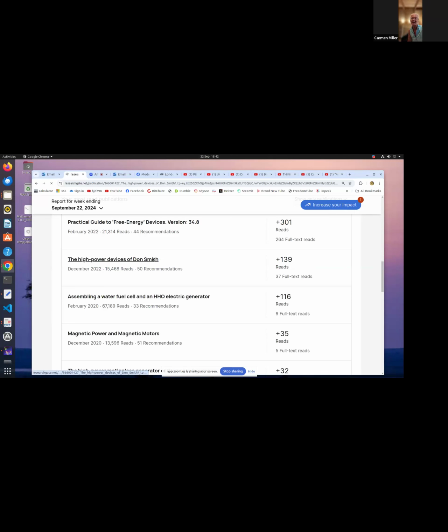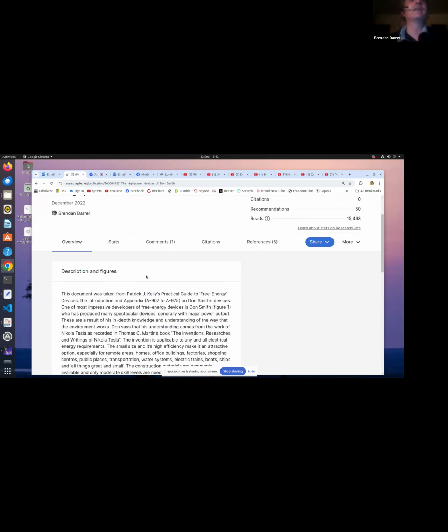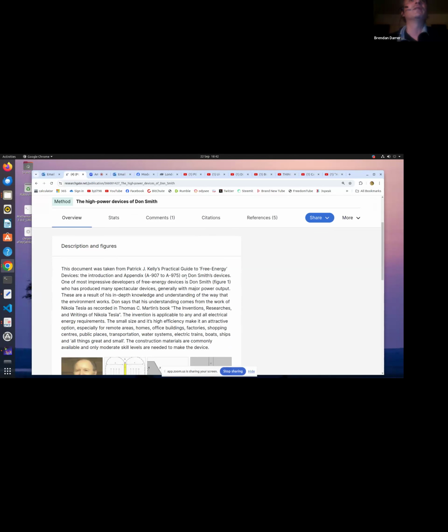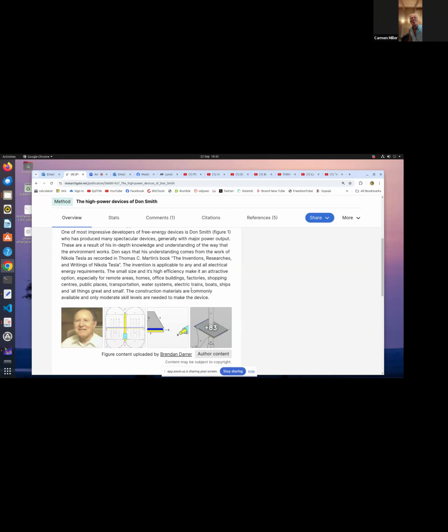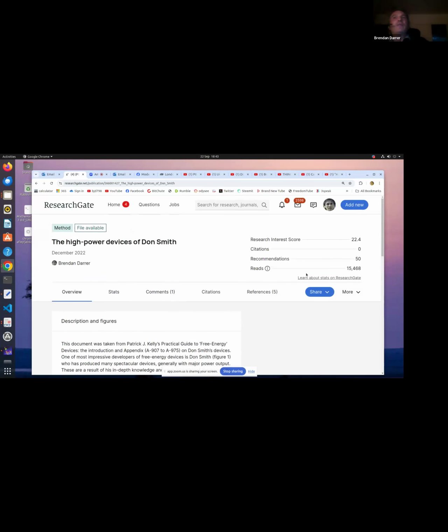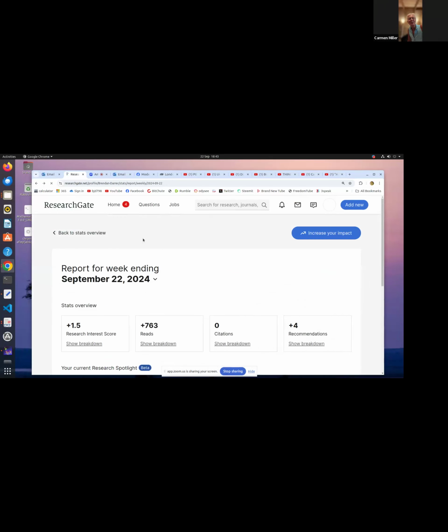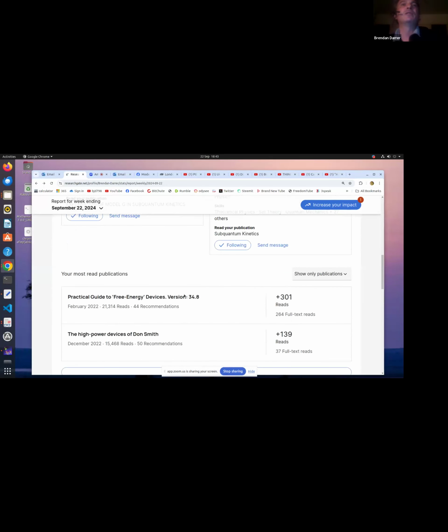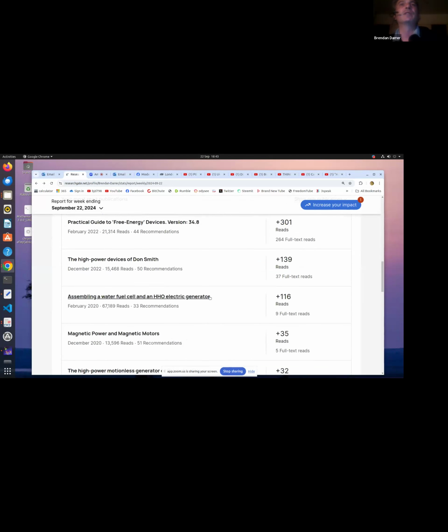Patrick Kelly was saying he's one of the most impressive developers of free energy devices. He was insanely good. Yeah, and I have all Don Smith's information. I posted that on ResearchGate in December 22. I've had over 15,000 downloads or views on that. So that's one way to make it open source, is to open a ResearchGate account or use someone else's ResearchGate account.